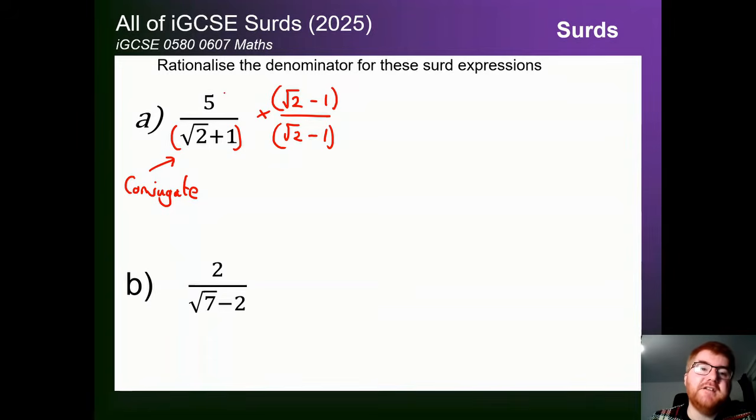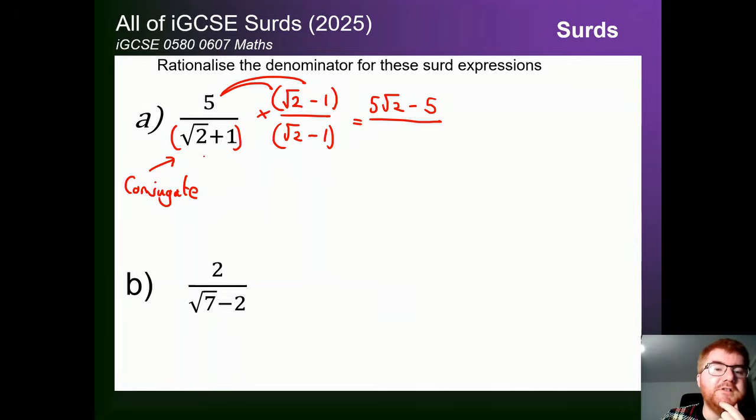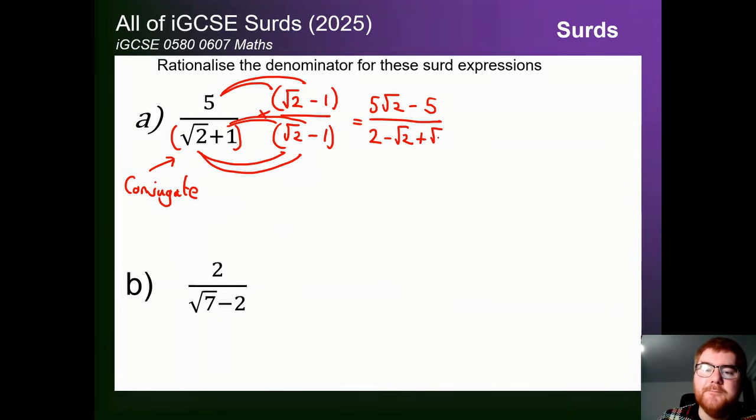First of all, we have a single bracket here on the top, so we multiply this by this, and this by this. 5 times root 2 is 5 root 2. 5 times minus 1 is minus 5. Okay, all good. The bottom is a double bracket like we saw a few slides ago. So we use our first, outside, inside, last. Let's have a look at this question then. So root 2 times root 2 is just 2. Root 2 times minus 1 is minus root 2. Plus 1 times root 2 is plus root 2. And 1 times minus 1, please don't ever put 2 in the exam, it is equal to negative 1.